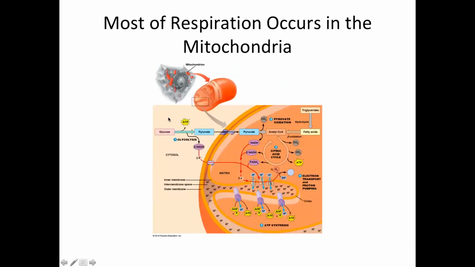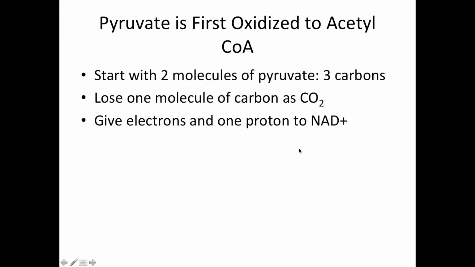So this is showing you that pyruvate will be transported into the mitochondria. It'll undergo a preparatory step called pyruvate oxidation, the citric acid cycle, the electron transport, and then eventually ATP synthase. So pyruvate is first oxidized to acetyl-CoA, and we're going to start with those 2 3-carbon molecules of pyruvate, and in this step we're going to lose 1 carbon from each of them as carbon dioxide, and we're going to give electrons and 1 proton to NADH, gaining NADH.